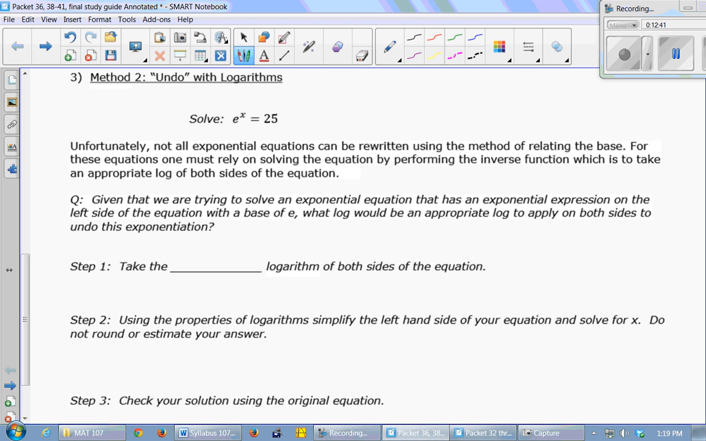All right, so given that we're trying to solve an exponential equation that has an exponential expression on the left side of the equation with a base of e, what log base would be an appropriate choice to take the log of both sides? ln, yeah. Because we've got base e in the exponential expression, so I should take log base e of both sides, which is the ln.